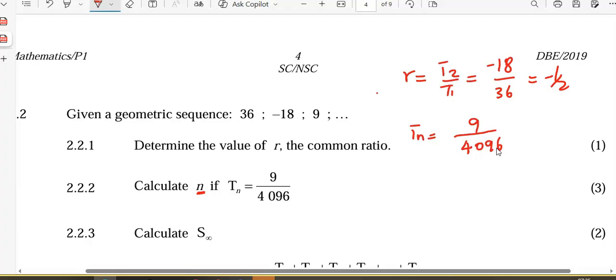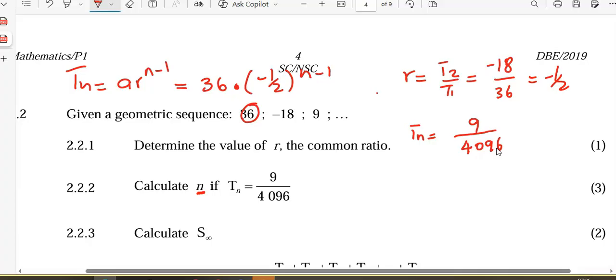The general term of this. First thing first, we need to find the general term. Tn. If you still remember, for a geometric series, Tn should be in the form of A R to the power n minus 1. So, what is the value of A? The first term of the sequence. This will be 36 multiplied by R. And you said your R is what? Your R is minus 1 over 2. Everything will be to the power n minus 1.